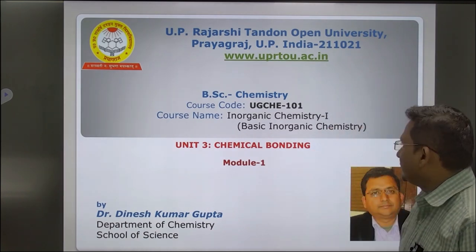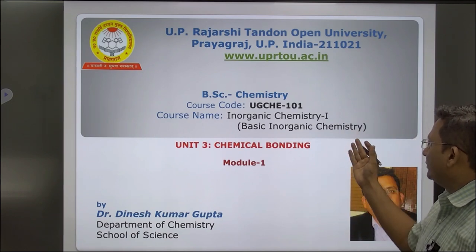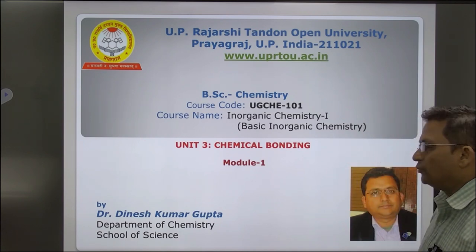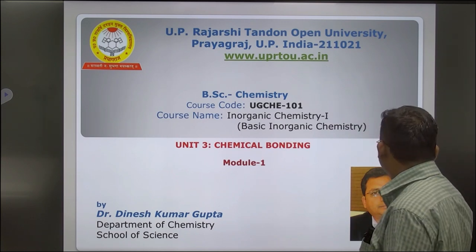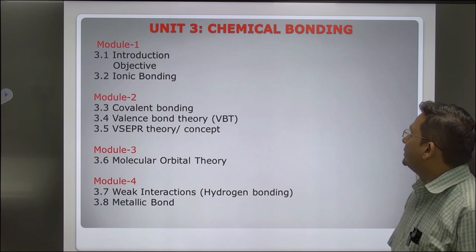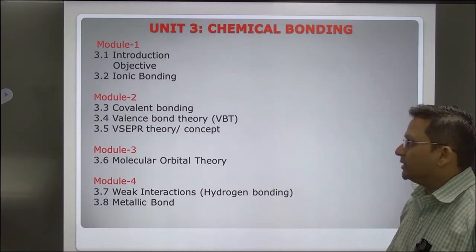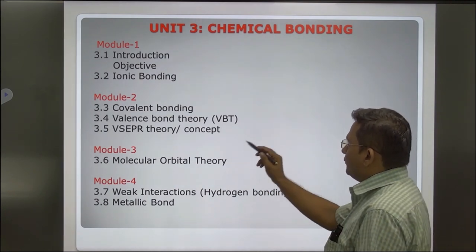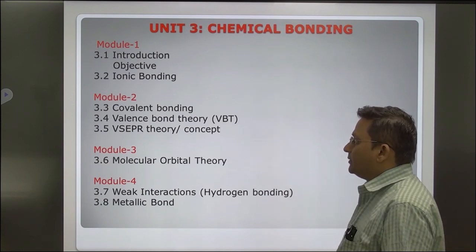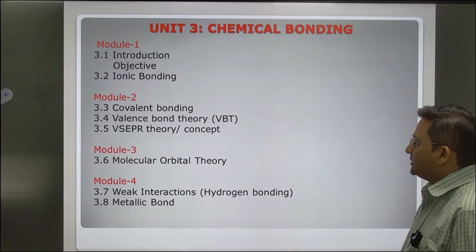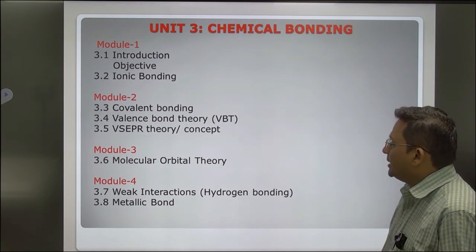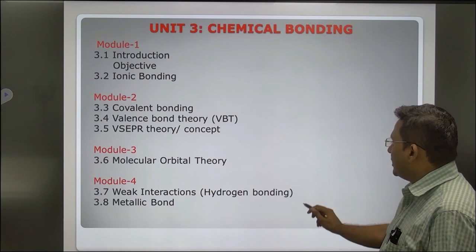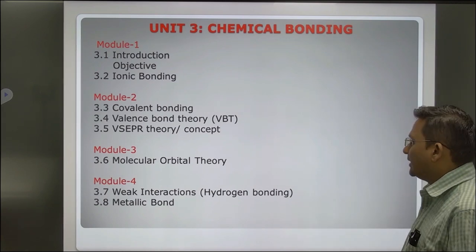Here, we start Unit 3 of Undergraduate UGCHE 101 Inorganic Chemistry, Basic Inorganic Chemistry, Chemical Bonding, Module 1. In this unit, in Module 1: introduction, objective, ionic bonding. Module 2: covalent bonding, VBT (valence bond theory), and valence shell electron pair repulsion concept. Module 3: molecular orbital theory. Module 4: weak interaction, hydrogen bonding, and metallic bonding.